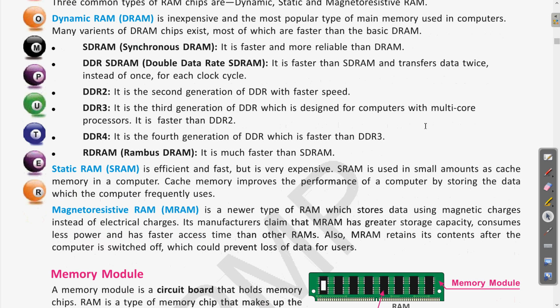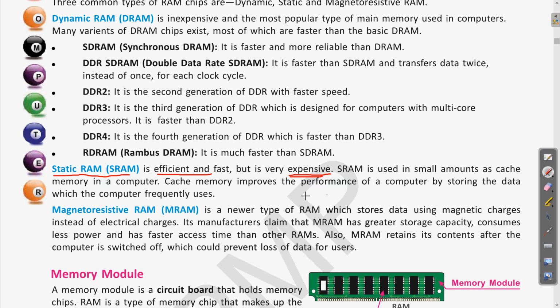So how is the static RAM going to be different? Let us see. Static RAM is efficient and fast, but it is very expensive. So that was the difference, that the dynamic RAM was inexpensive, but these static RAMs are more expensive, more efficient and faster. Clear? Then static RAM is used in small amounts as cache memory in a computer. Clear? So as it is expensive, any expensive material we use in a lesser amount, and it is used in the cache memory in the computer.